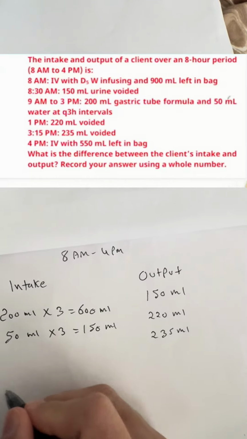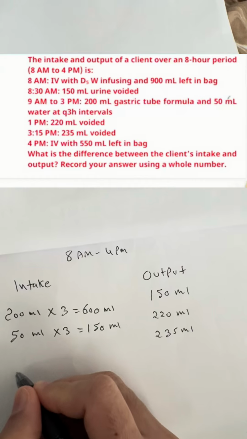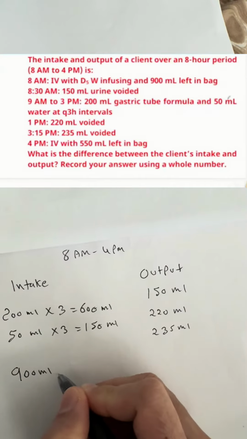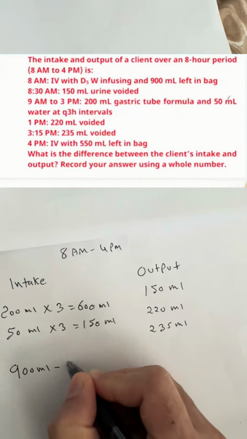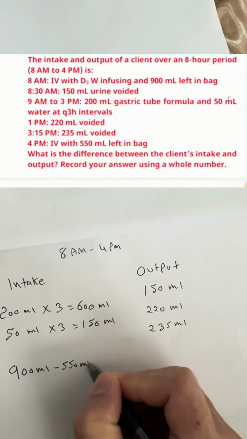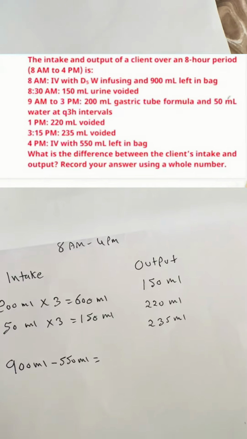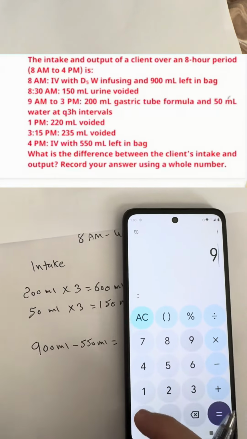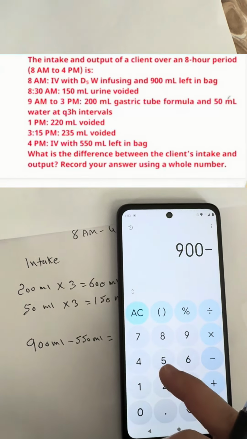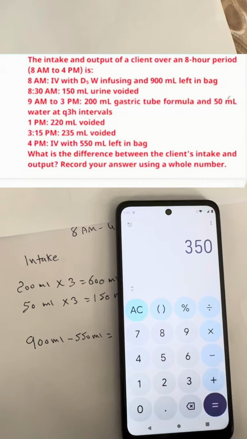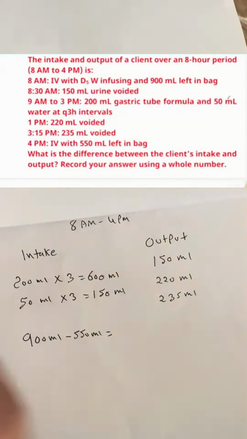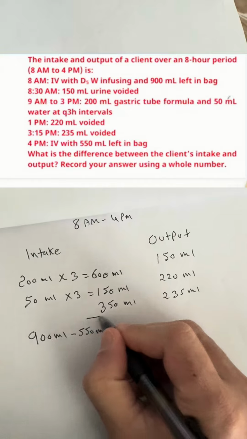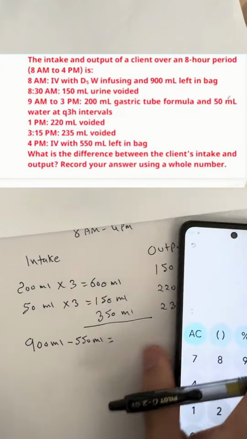They mentioned in the morning at 8 o'clock, when you started your shift, it had 900 ml in the bag, right? But by the end of the shift it still has 550 ml remaining. So that means how much the patient got. So 900 was in the morning, and by 4 p.m. it still has 550 remaining. So that means the patient got only 350 ml, right? 350 ml.